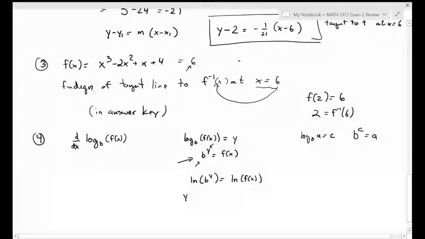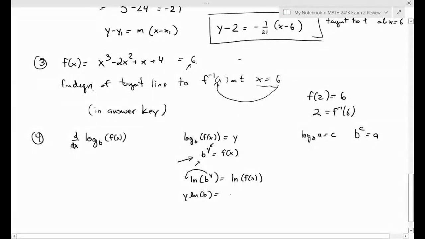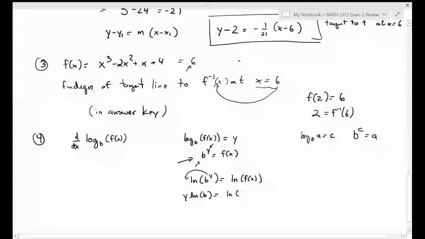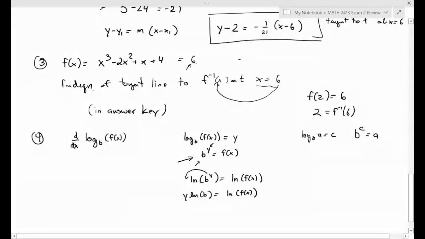Using properties of logs, you can just bring that exponent in front of the log. And I'm assuming we learned how to differentiate natural log. I guess you would have to derive that somehow. So when we differentiate both sides with respect to x, remember, y is a function of x. So this is an example of implicit differentiation.